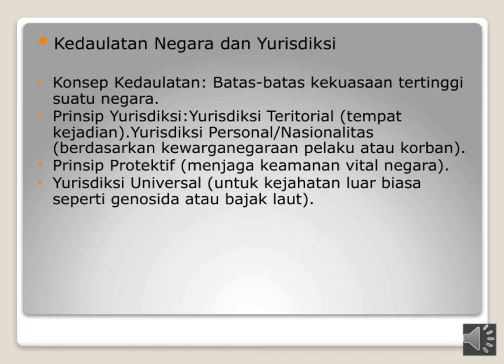Let's talk about sovereignty and jurisdiction, two key ideas in how countries exercise their power. Sovereignty means the highest authority a nation holds within its borders. Jurisdiction, on the other hand, is about where and how that power applies. There's territorial jurisdiction, based on where something happens. Then personal jurisdiction, which depends on the nationality of those involved. We also have the protective principle, which safeguards vital national interests. And finally, universal jurisdiction, used for serious crimes like genocide or piracy, no matter where they occur.